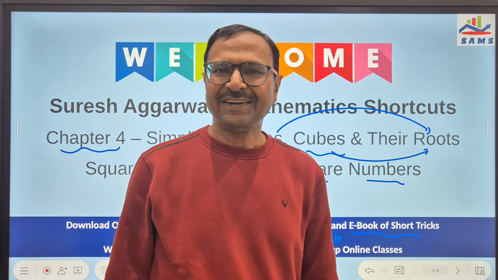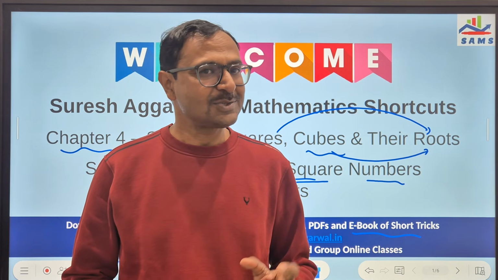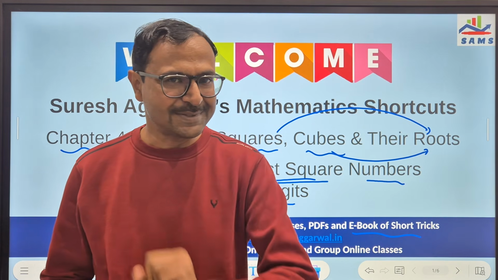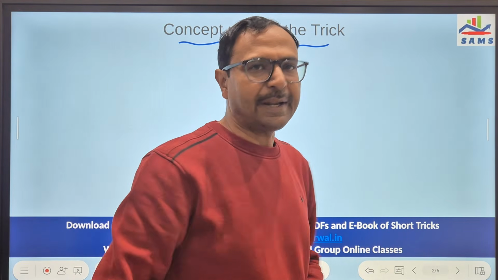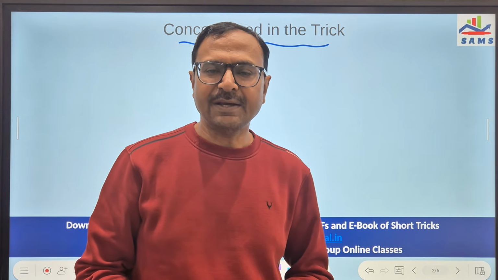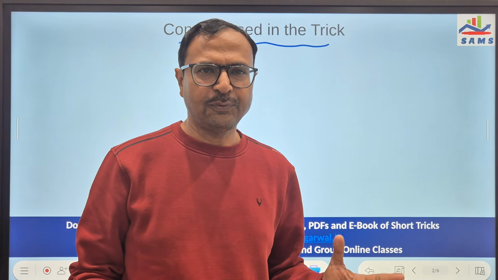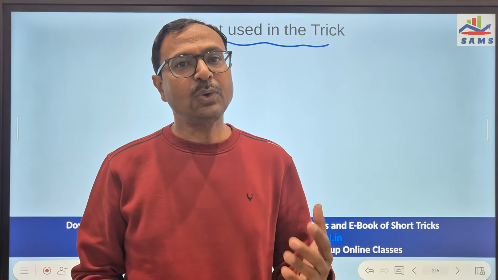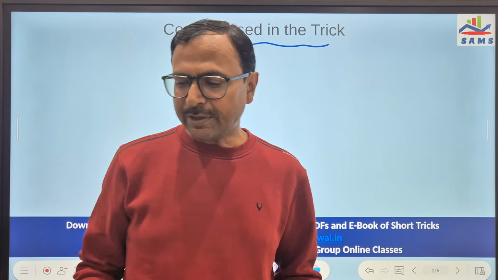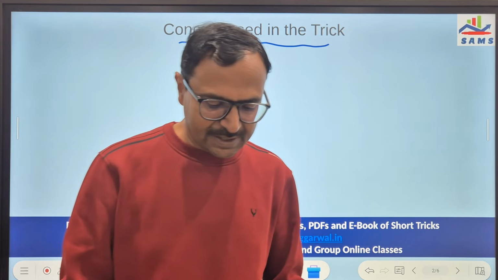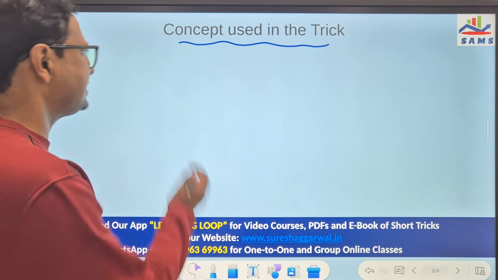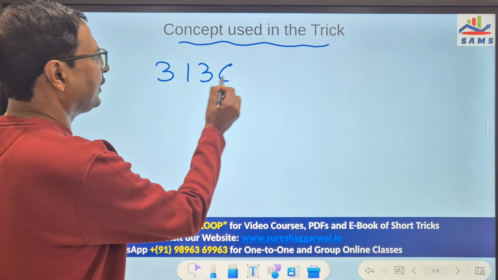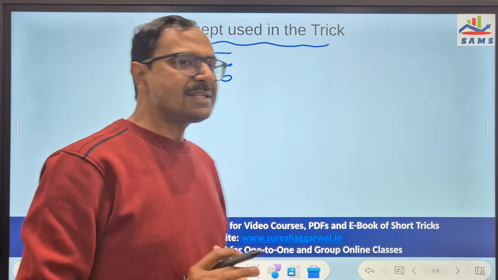So friends, ready for the magic, and you will realize how quickly we can find the square root of perfect square numbers. So let's understand the trick first and the concept used in the trick. For simplicity's sake, I am taking a 4-digit number, and I'll tell you how the trick works. Let me take a very simple example like 3136. I want to find the square root of this number. It's a perfect square number.